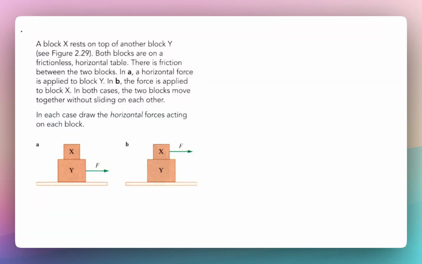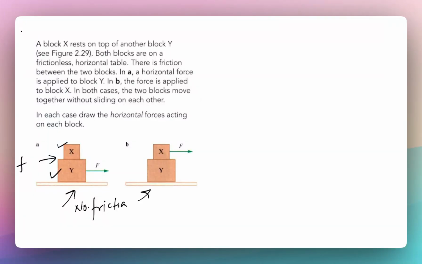A block X rests on top of another block Y. Both the blocks are on a frictionless horizontal table, right? So there's no friction here. There's no friction here. However, there's a friction between the two blocks.